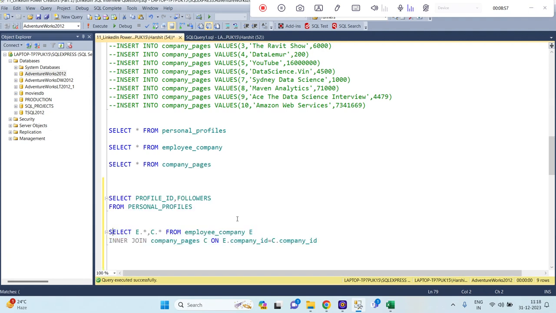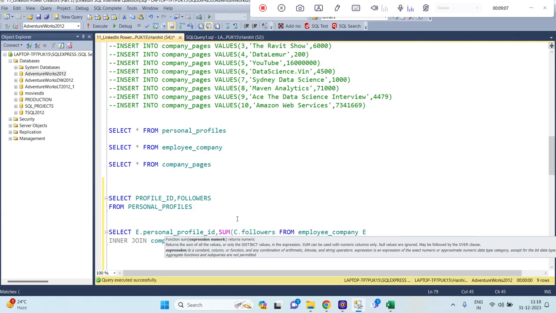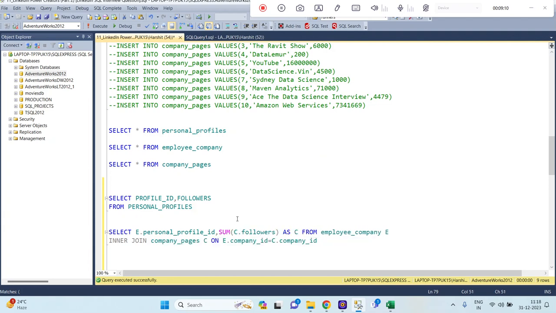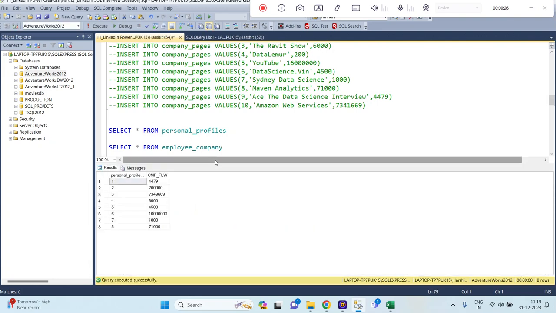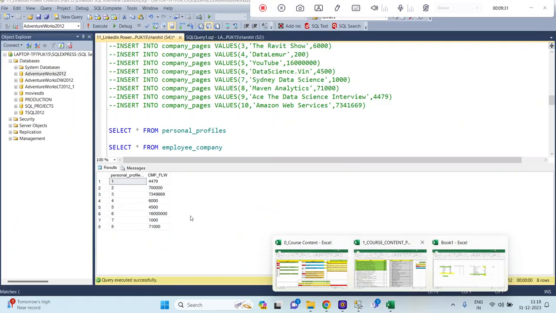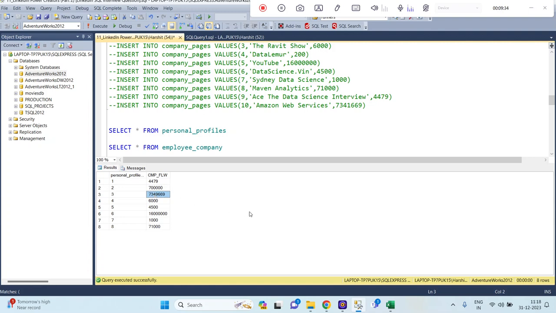Let me tell you: e dot personal profile id, then sum of followers is company followers, right? And then we need to do group by personal profile id, because we have used the aggregate function. Now let me run this query. 669, this value is coming in the Excel file.